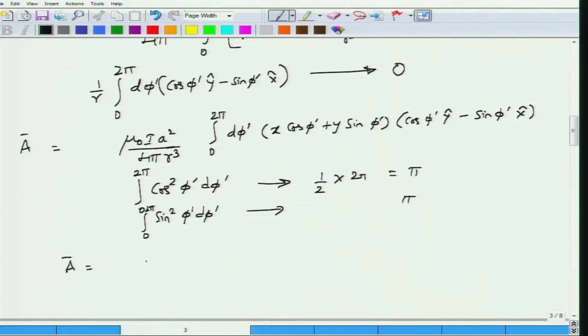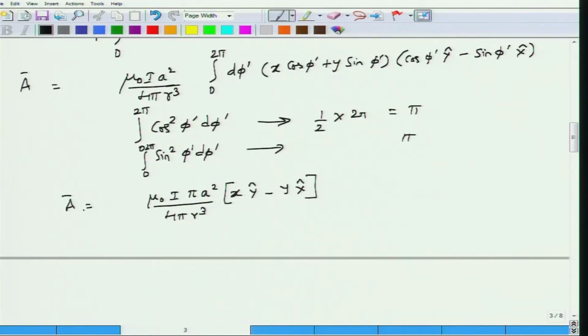The vector potential becomes mu 0 I pi a square divided by 4 pi r cube, correct, and the terms corresponding to x and y are still remaining. So this becomes x y hat minus y x hat. Okay. This is the expression for vector potential A.